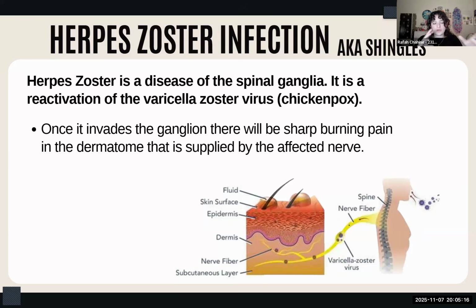So the varicella zoster virus is the one that causes chickenpox. Sometimes this virus can sit in your spinal ganglia. What is it going to do? Nothing. For years, it's going to do nothing. And then it's going to have a trigger later on, it's going to reactivate and cause shingles, aka herpes zoster infection.